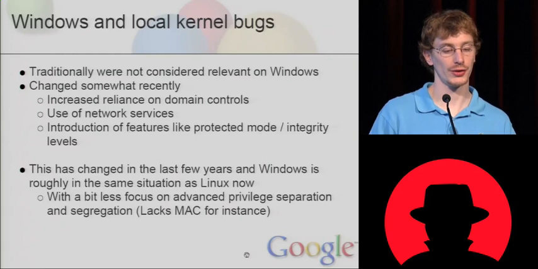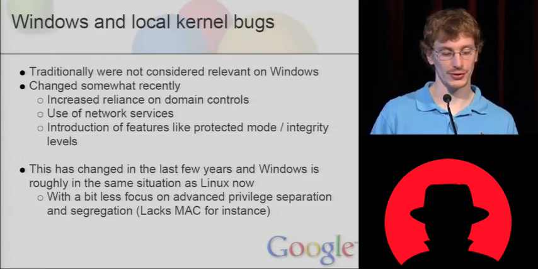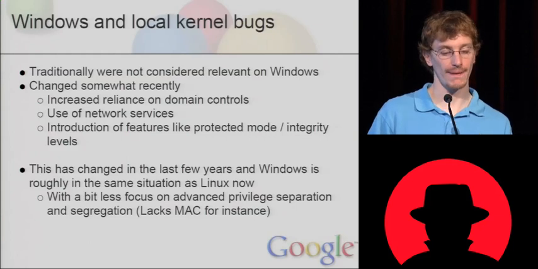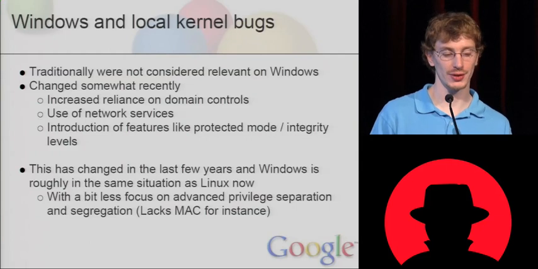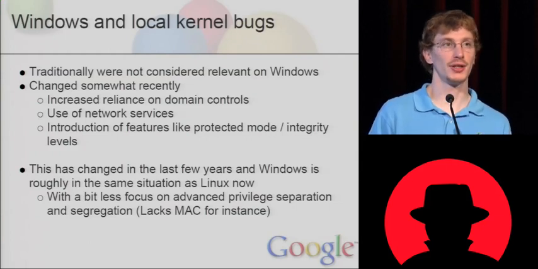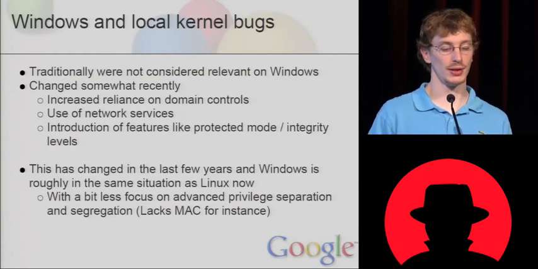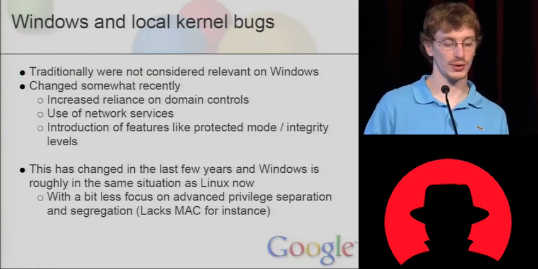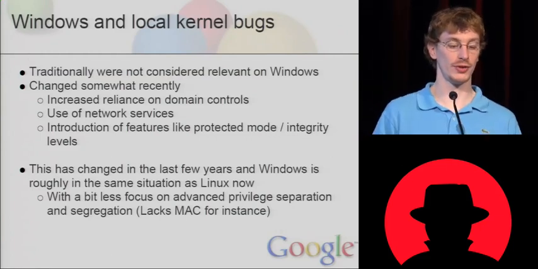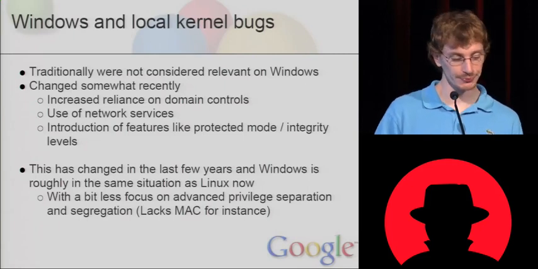In Windows, the situation has been different, but it's getting more and more the same. Traditionally, local kernel bugs were not considered really relevant and important on Windows. It has changed somewhat recently, especially since the introduction of Windows Vista. And we can see an increased reliance on domain control, the use of network services, and features such as protected mode and integrity levels have been introduced with Windows Vista.